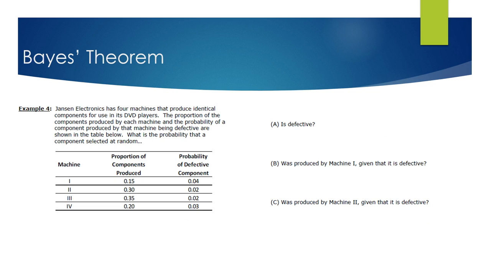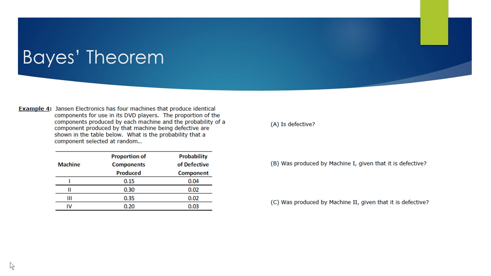So for the last one, Janssen Electronics has 4 machines that produce identical components for use in its DVD players. The proportion of the components produced by each machine and the probability of a component produced by that machine being defective are shown in the table below. They ask you 3 questions.